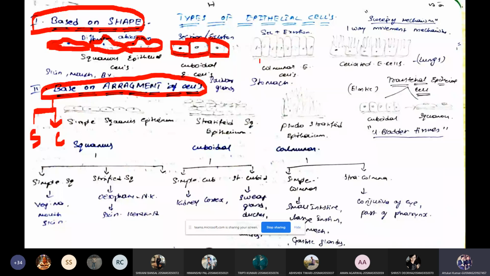Then we have the third type of epithelial cells, which are columnar cells. Columnar cells look like cylinders. They look like rods, like a column of rods. That is why they are called columnar cells. The major function of columnar cells is secretion and excretion again. Columnar cells are extensively present in the stomach, whereas cuboidal cells are present in the salivary glands.